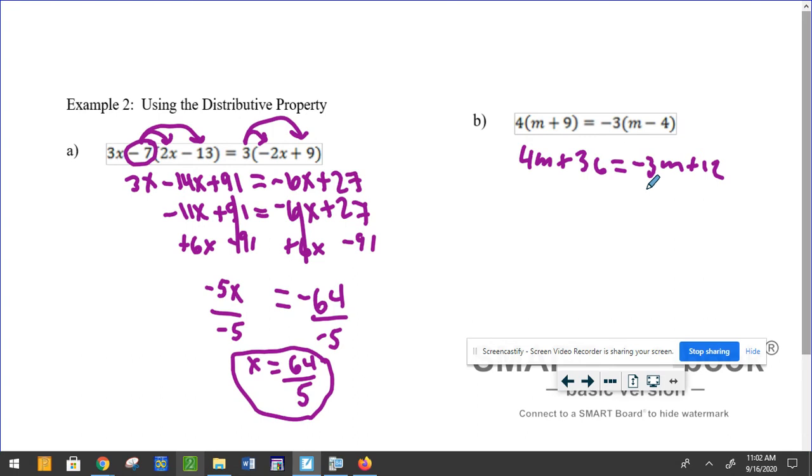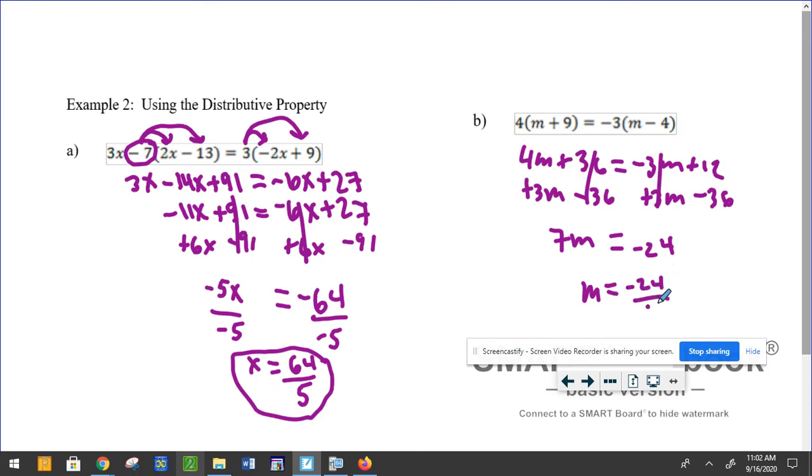Now again, same deal. Send all the variables to the left. So add 3m, subtract 36. Send the constant to the right. And you end up with 7m. Those cancel, equal to -24. All right, divide by 7, you get m is equal to -24/7. And again, that's okay.